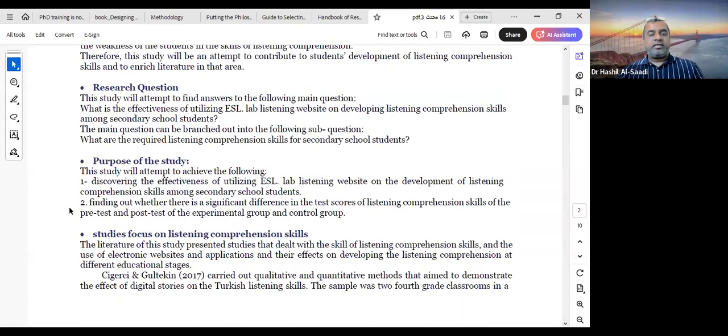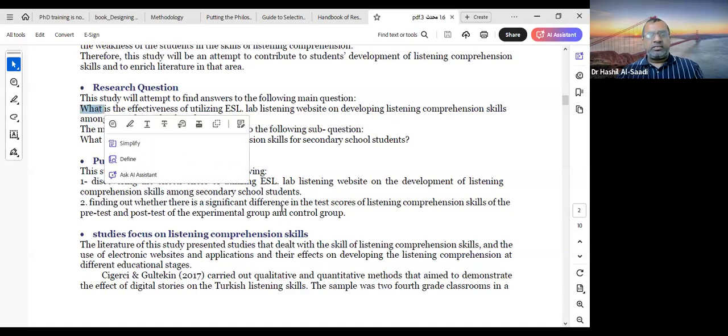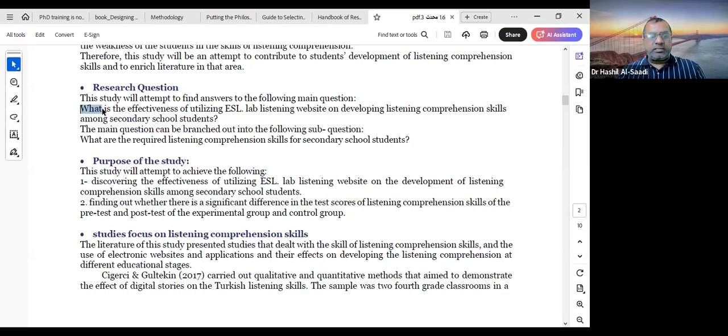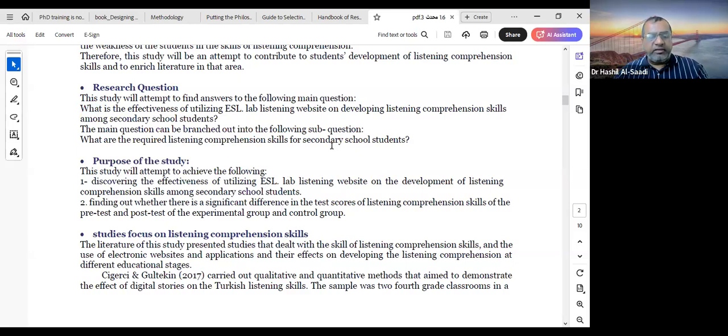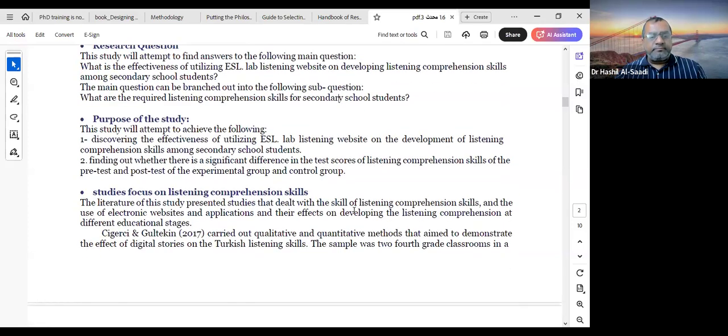Let's look at the question. What is the effectiveness? What kind of questions. Remember what we said, that quantitative research deals with what kind of questions? What? How big? The phenomena is, and so on. So, what is the effectiveness of utilizing ESL lab listening website on developing? So we're talking about cause and effect, a kind of correlations design. The main question can be branched out, of course, into sub-questions and so on. All right, purpose of the study.